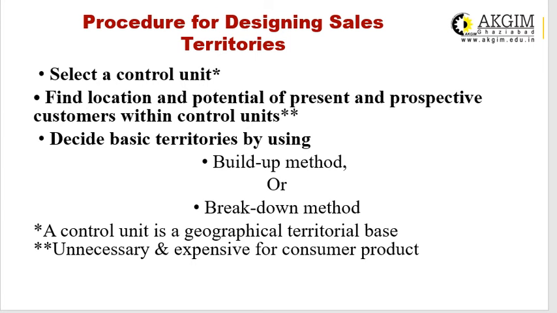Then if we talk about the procedure for designing the sales territories, first of all, a very basic control unit is selected. A control unit is actually a geographical territory that is selected as a base unit, and upon it only the sales territories are designed. So first of all, a control unit is selected, then the location of the present and prospective customers is found out. Then basic territories are decided by using the build-up method or the breakdown method. In the next slides, we'll be talking about the build-up method and the breakdown method.